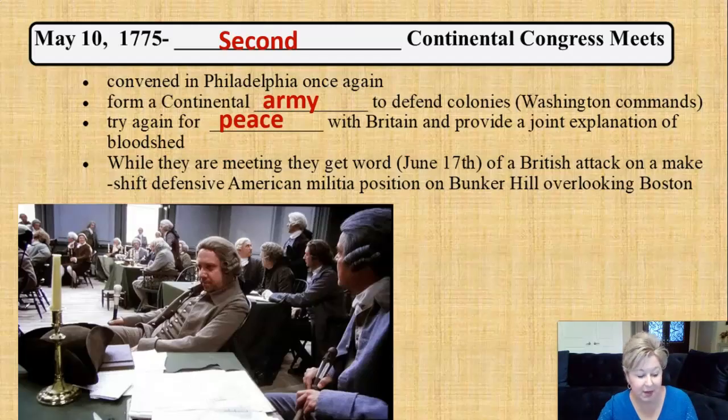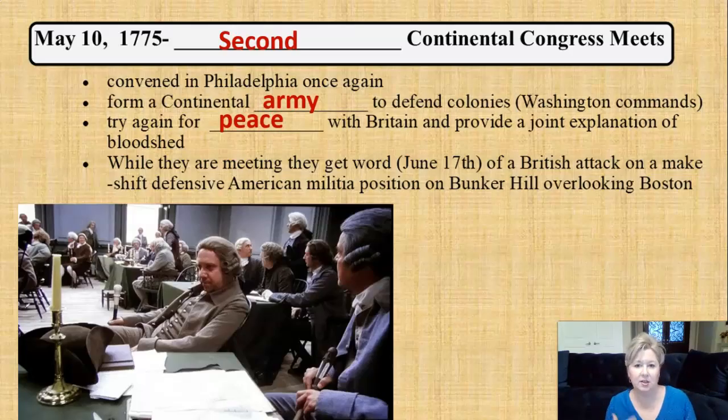And while they're in their meetings, they get word on June 17th, so about a month after they've started their meetings, that these militia groups up in Boston who had been attacked earlier had come closer to town. They had set up this fort kind of overlooking the town of Boston to prevent another attack on the surrounding towns. So they had this fortified hill, and the British had come and marched against that hill. That hill was Bunker Hill, or it was the Battle of Bunker Hill. And so again, there's bloodshed, and the British kind of get the worst of it once again at that battle.